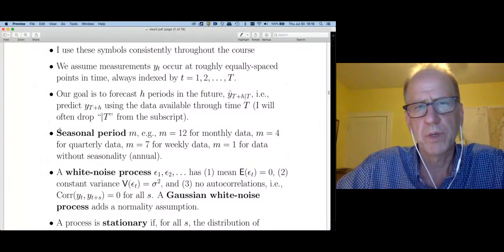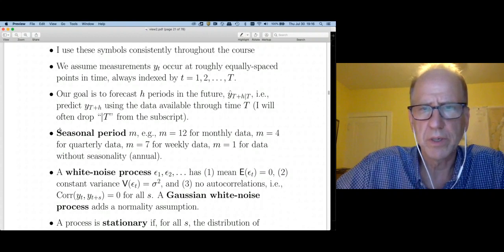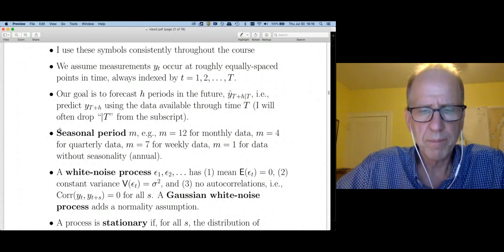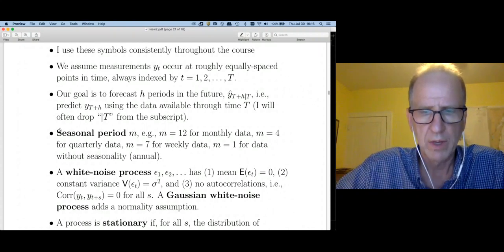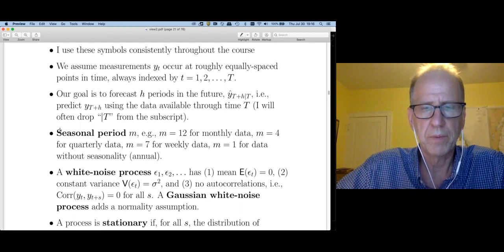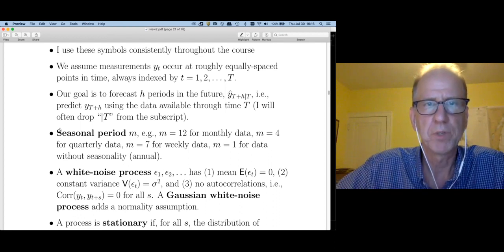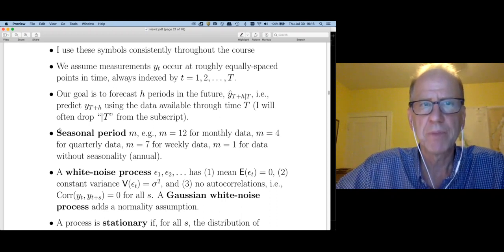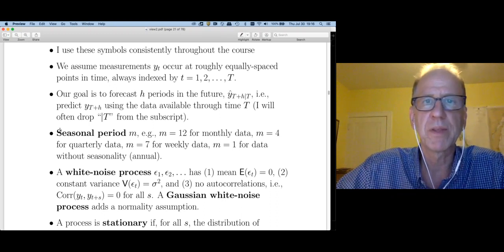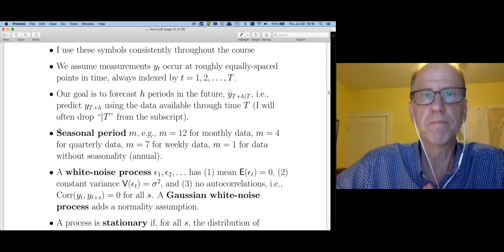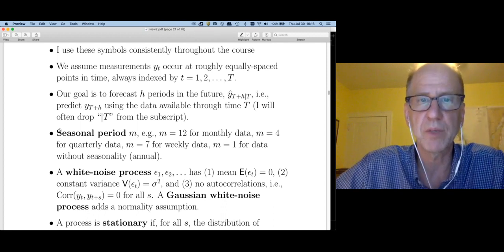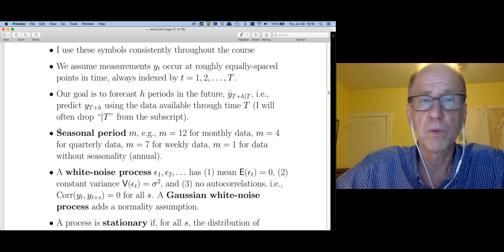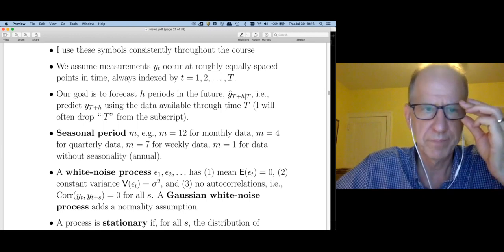A few more terms. The seasonal period is the number of periods that we get in a cycle. So as an example, if I have monthly data, then presumably things repeat every 12 months, and the seasonal period would be 12. For quarterly data, the seasonal period would be 4.